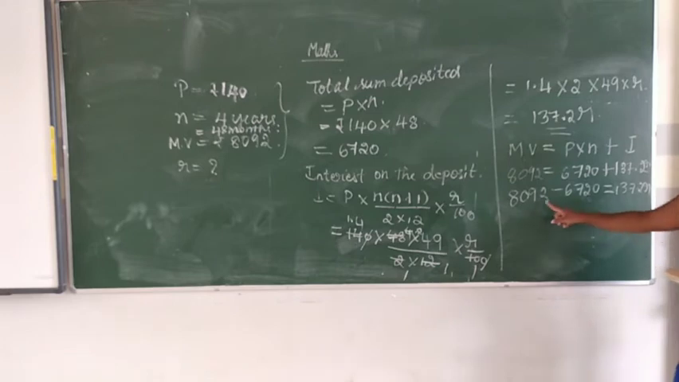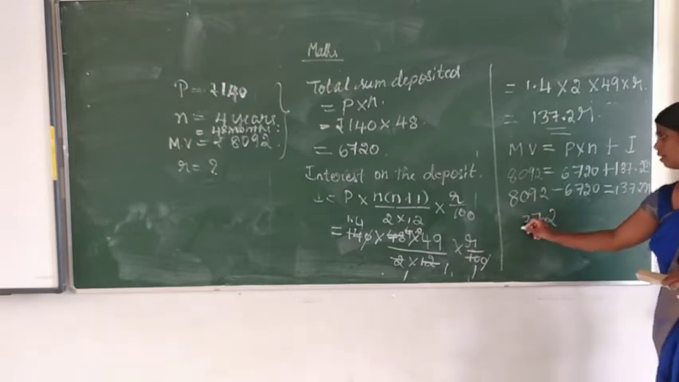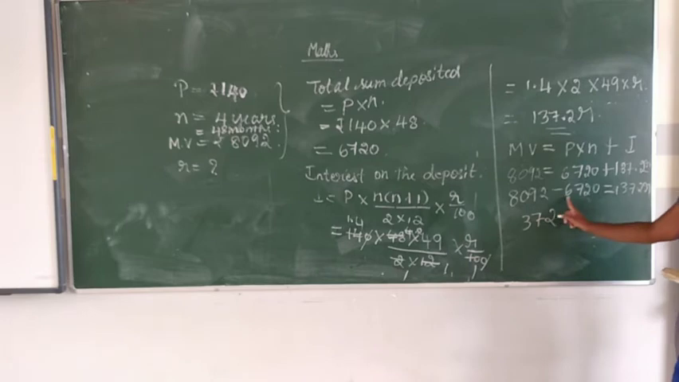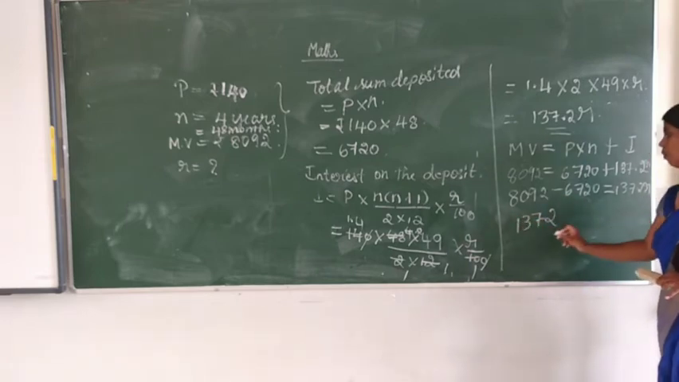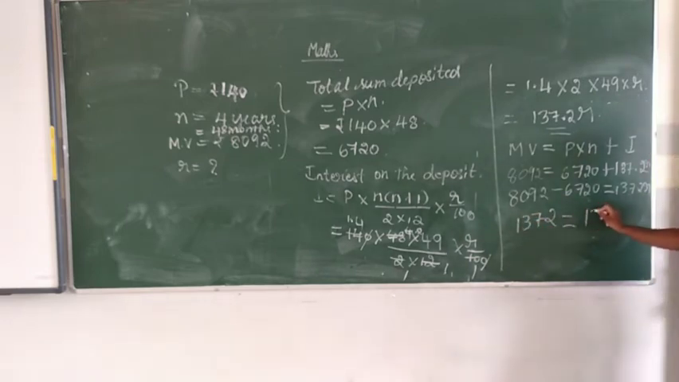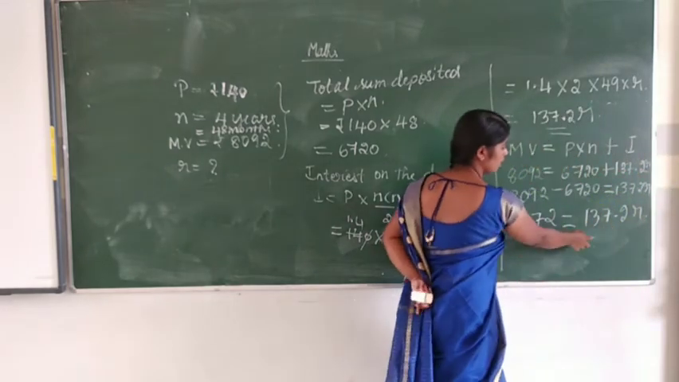Subtract these two numbers. 2 minus 0 is 2. 9 minus 2 is 7. Then 10 minus 7 is 3. 8 minus 6, 7 minus 6 is 1. It is equal to 137.2 R.